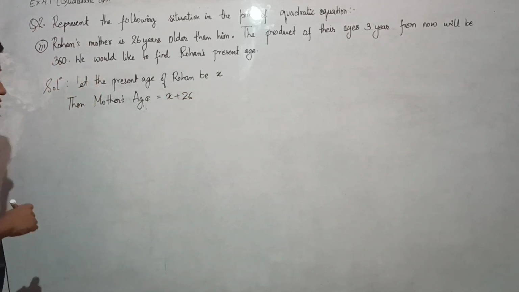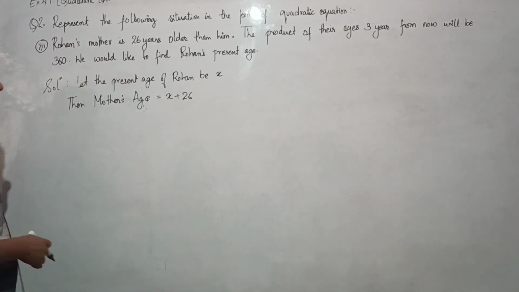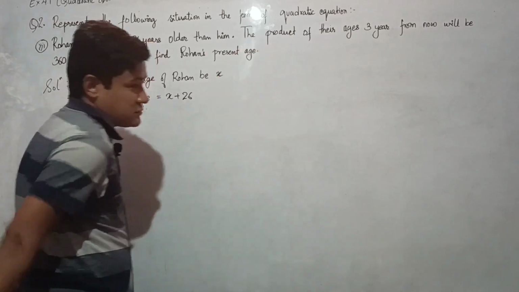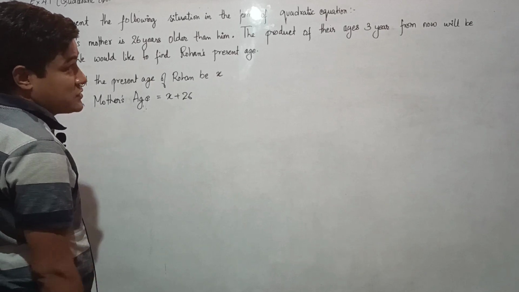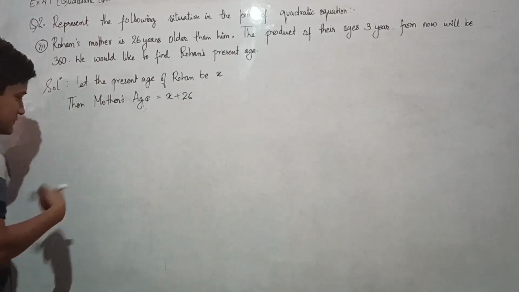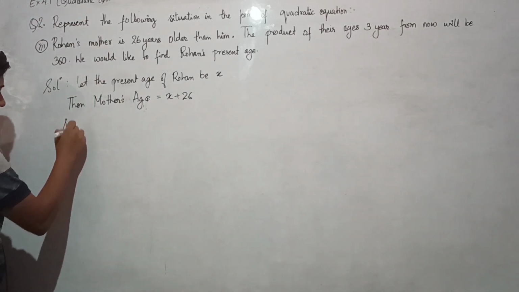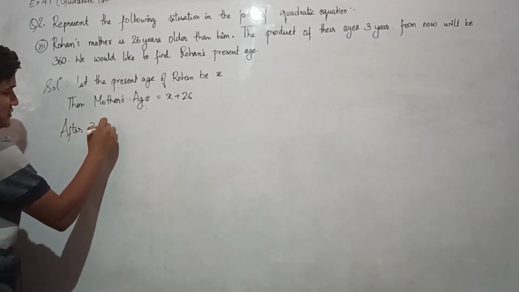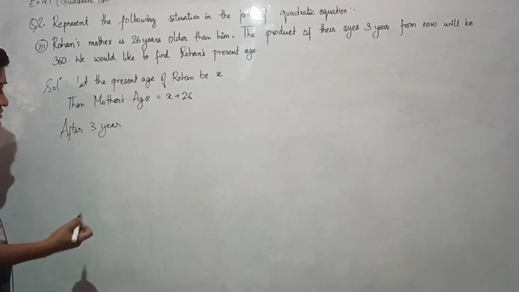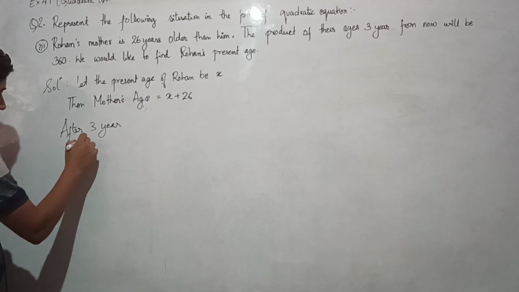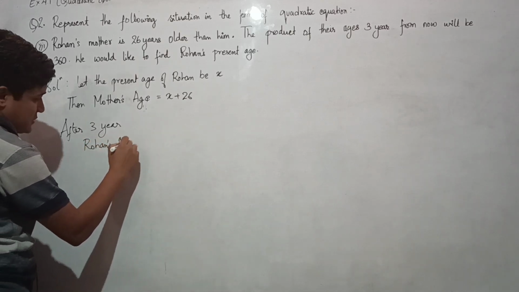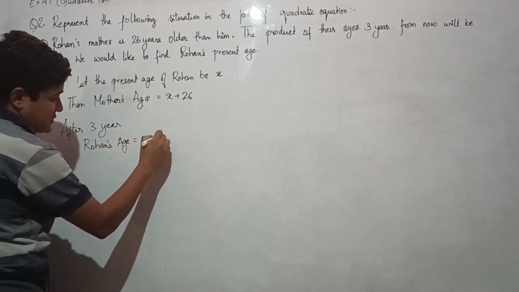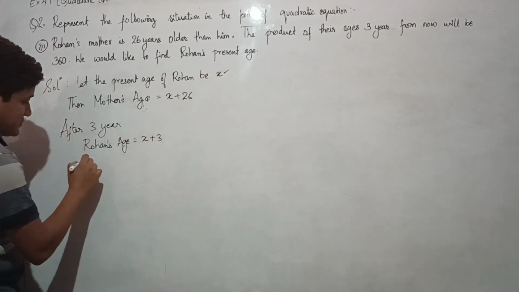So this is our first as per question. Now the product of their ages, just 3 years from now, after 3 years. So after 3 years we'll get 3 years older. So Rohan's age will be x plus 3, since we took x.